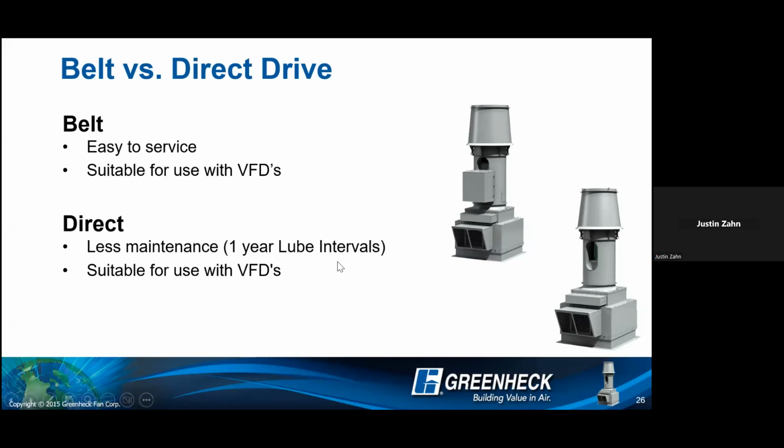When you have those jobs that could go one way or the other, we have reps that have customers that only want belt drive, and then we have reps that have customers that only want direct drive. So sometimes it comes down to preference on what you would like.